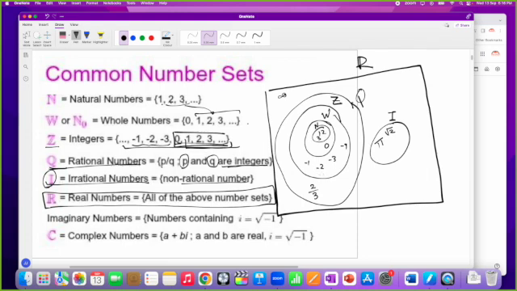But then we do have some other numbers. We will see these numbers very, very briefly in this curriculum. You'll usually have to deal with these in A-level maths.